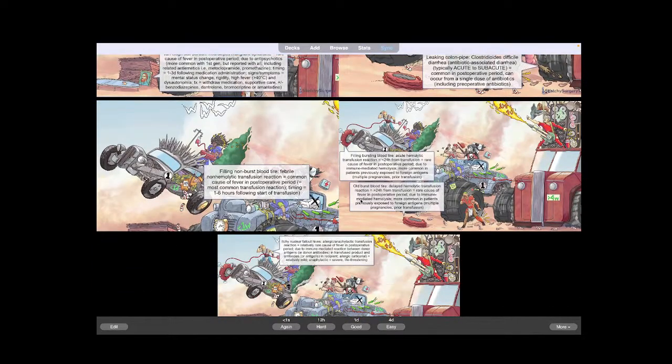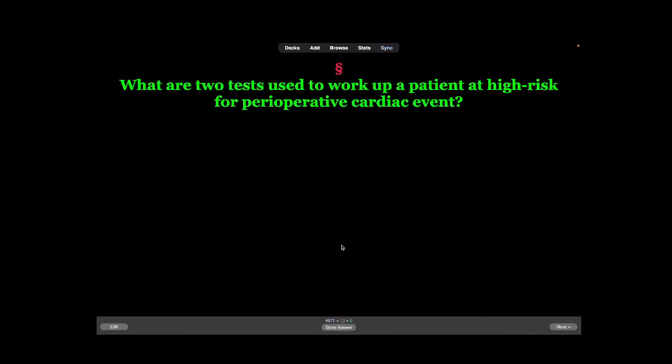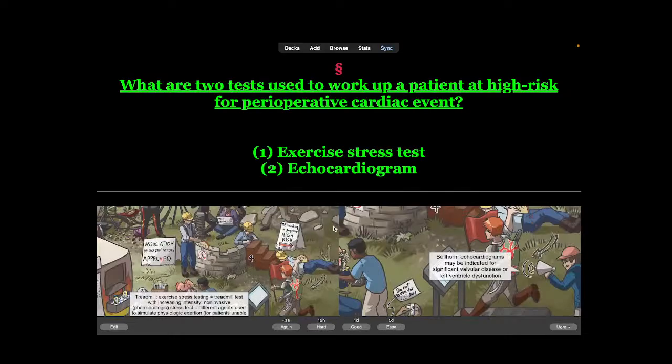Okay, this is a little difficult. What are two tests used to work up a patient at high risk for a perioperative cardiac event? So you have exercise stress test, and you have echocardiogram. Okay, exercise stress test, echocardiogram.